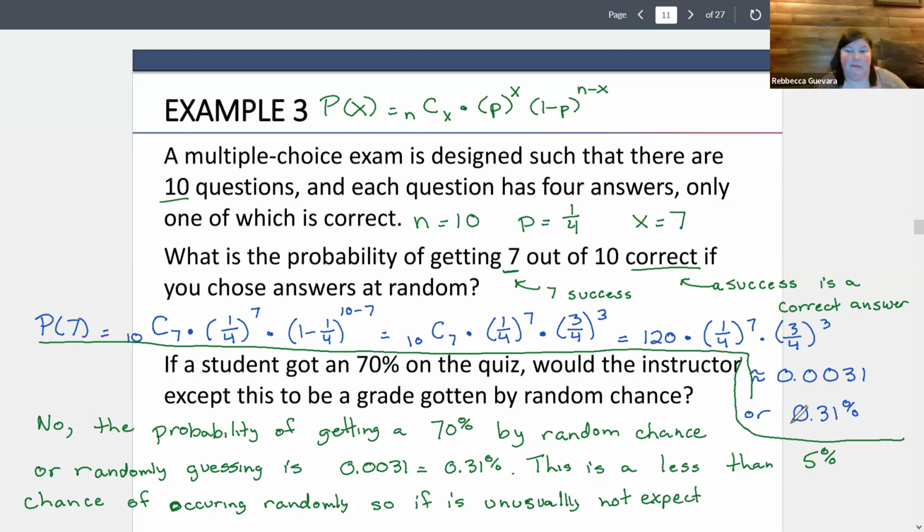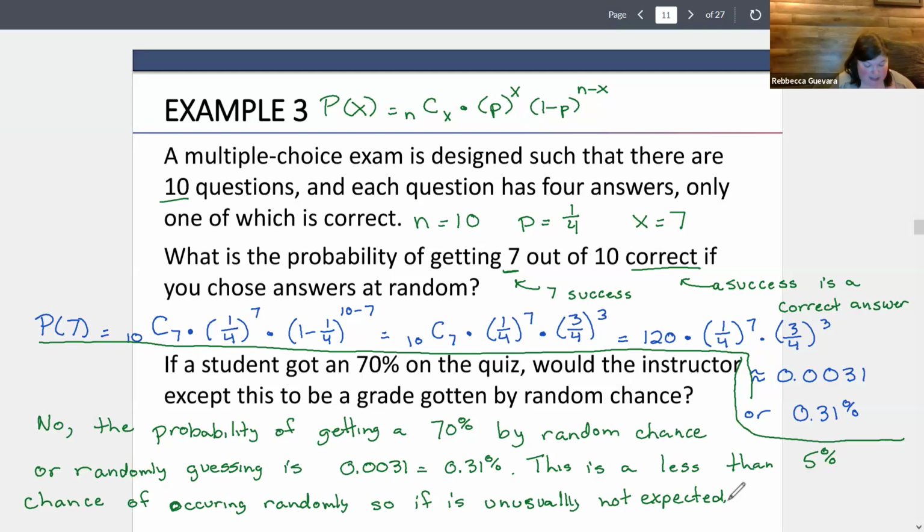Could it happen? Yeah. That's the chance, it could happen. What we're saying here is that if I got a test with a 70% on it, I would assume that the student probably studied, and didn't earn a 70 because they randomly guessed. There are lower scores whose probabilities would make me think, well, maybe it was random guessing.